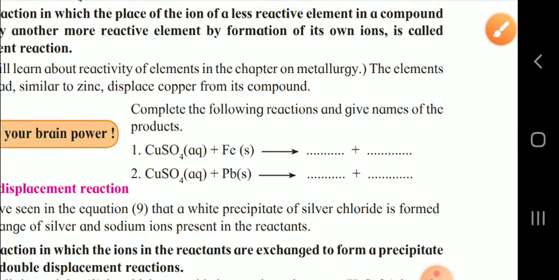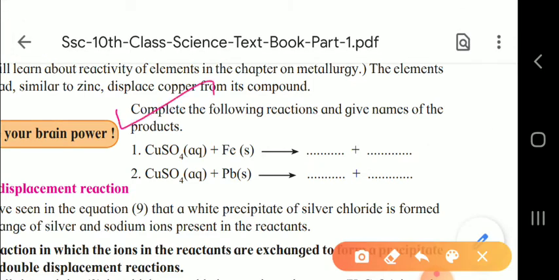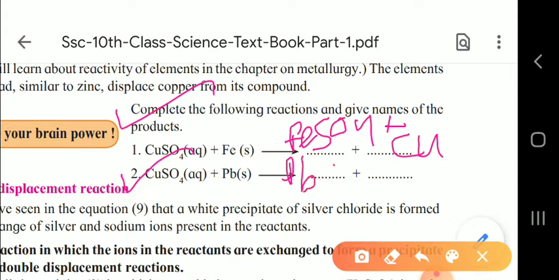Now you have to complete the following reactions. CuSO4 in the aqueous form plus Fe, that is in the solid form. What will be formed here, children? In the first, FeSO4, and here what will be left out? Copper. Now the second one, CuSO4 in aqueous form. It will react with lead. It will form PbSO4 plus Cu.